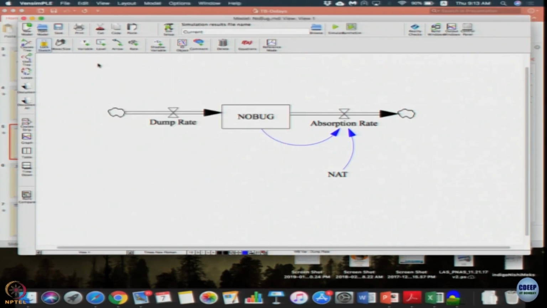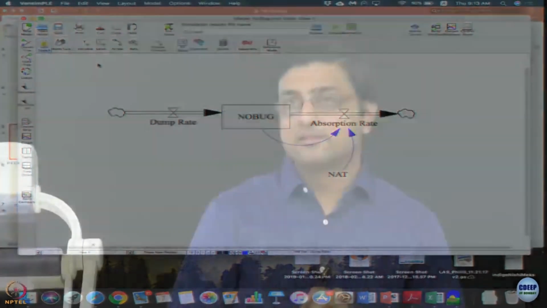Right. Now, what do you think will happen if we dump every week? It will go up, it will come down, and again it will go up, come down, go up, come down. Is that what we expect?